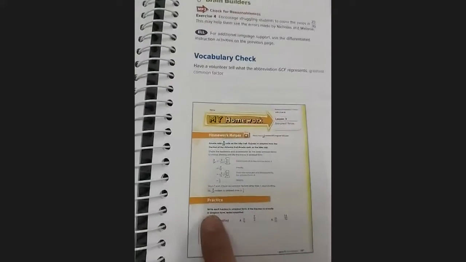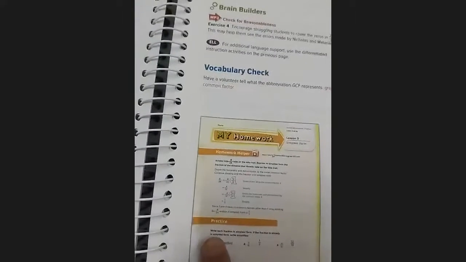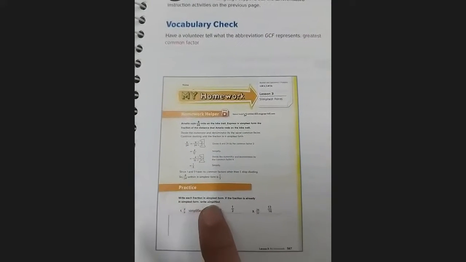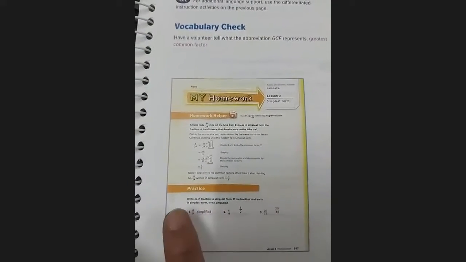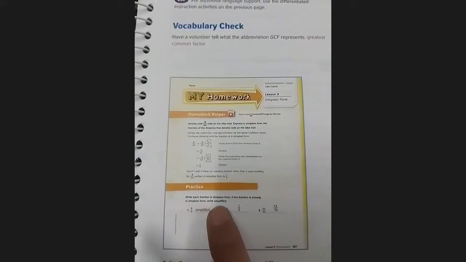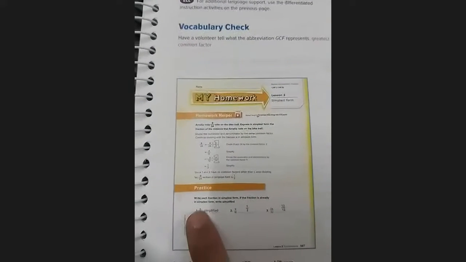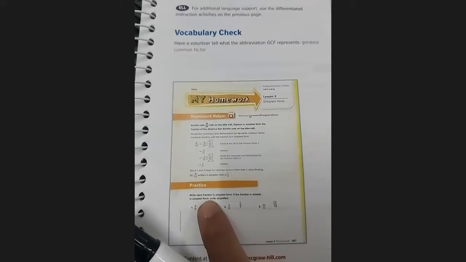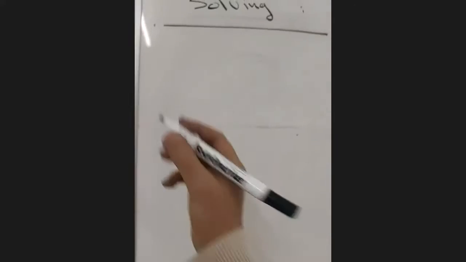Hurry up, my son. Yeah, I open it. Read the question. Write each fraction in simplest form. If the fraction is already in simplest form, write simplified. Good. What's the first fraction? 8/9, right? Correct. Let's do it together, me and you.